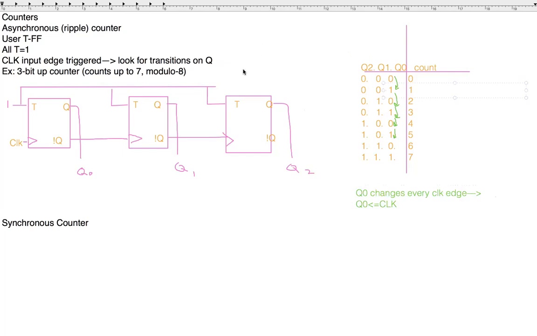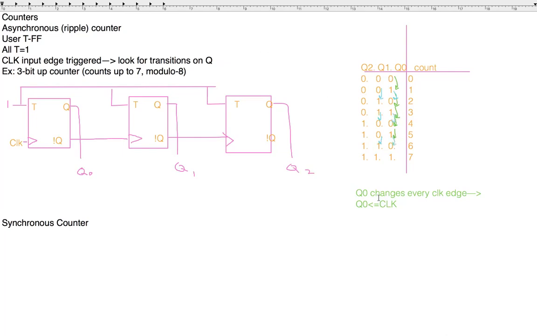Q1 goes from 0 to 1 here, and then goes 1 to 0, then goes 0 to 1. So that's where it changes. And we notice on Q0, that's where this goes 1 to 0, that's where this goes 1 to 0, and that's where this goes 1 to 0.